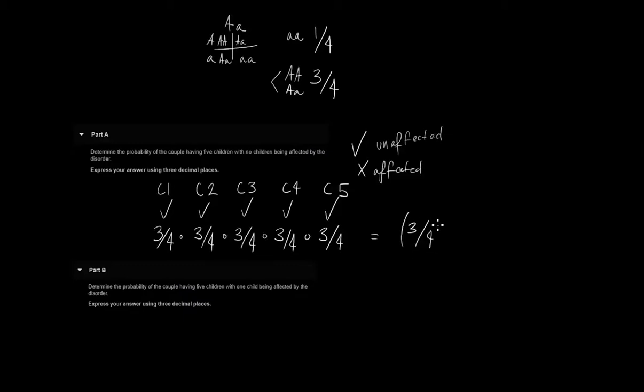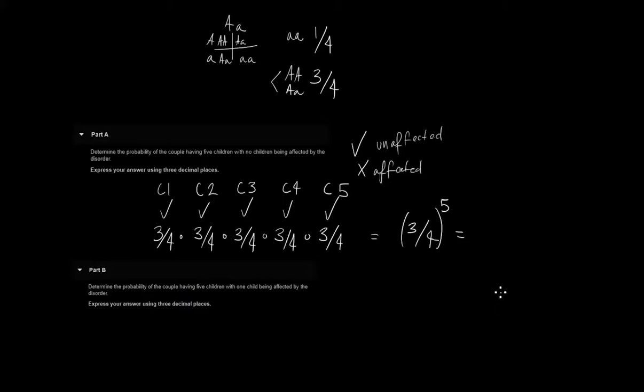3/4 raised to the 5th. Now this right here is used where you take the probability of that event occurring and raise it to the number of outcomes where that probability can happen. Now that we have our simplified expression, we can do the math.